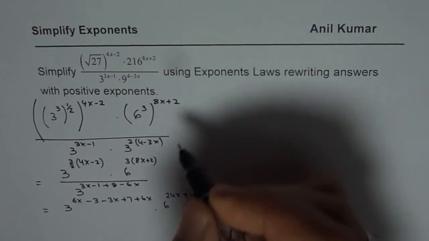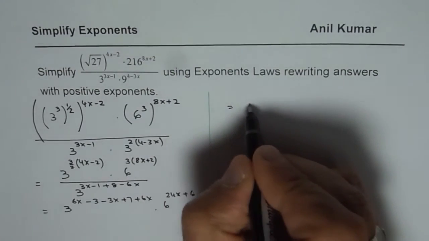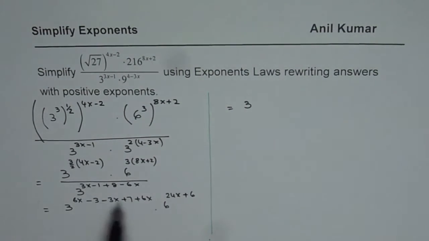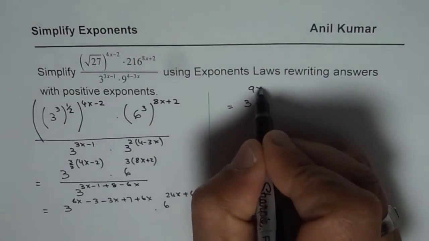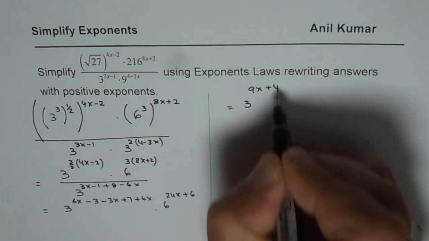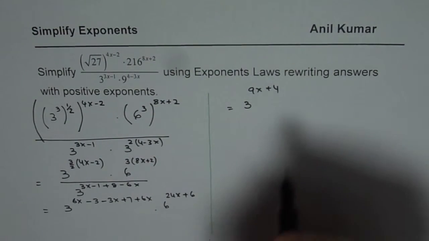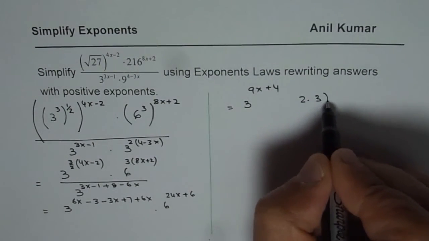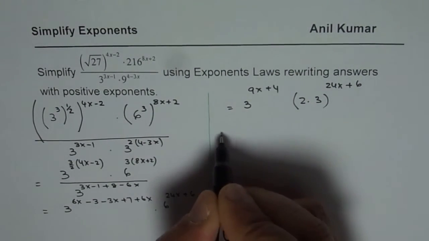Now let us take these terms to the right side and simplify them a bit. So what we have here is 3 to the power of, let's combine all these terms. 6x minus 3x is 3x, 3x plus 6x is 9x. So 3 to the power of 9x. As far as numbers are concerned, 7 minus 3 plus 4, right? So we get 4. 6 is 2 times 3, right? So we could also write 6 as 2 times 3 to the power of 24x plus 6, right? Okay.